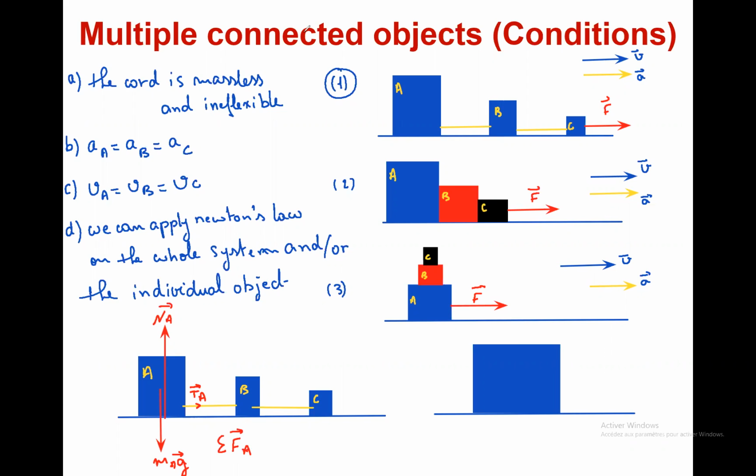And don't forget here, I push C with F. F is applied on C, so we cannot take F into account. I am talking about A. The summation of forces on A equals TA plus MAG plus NA. I take only one object.